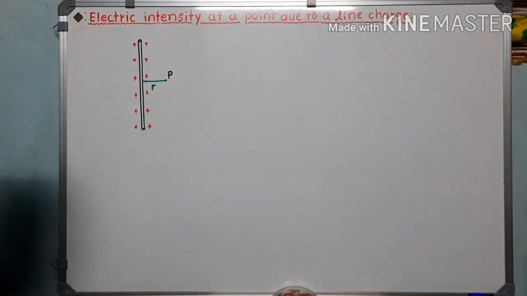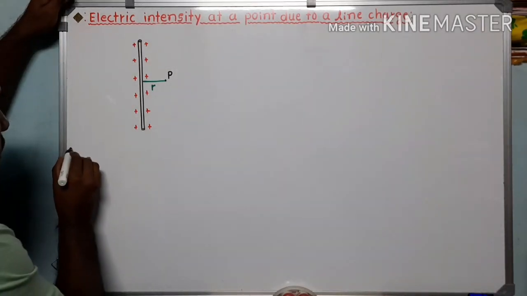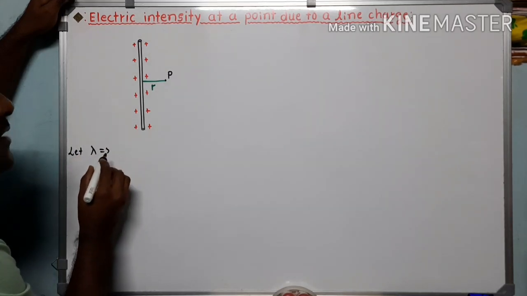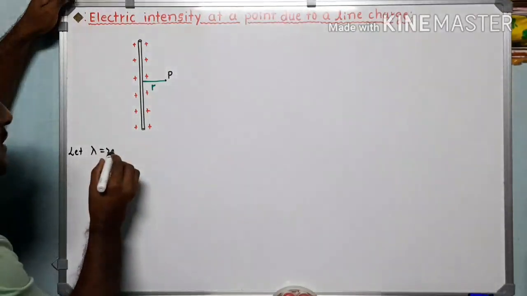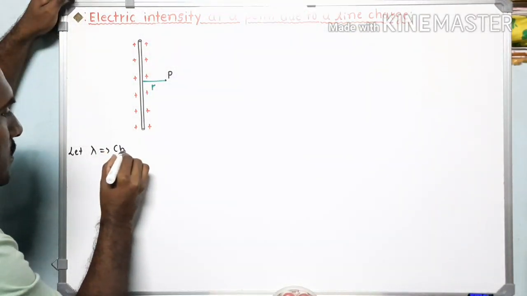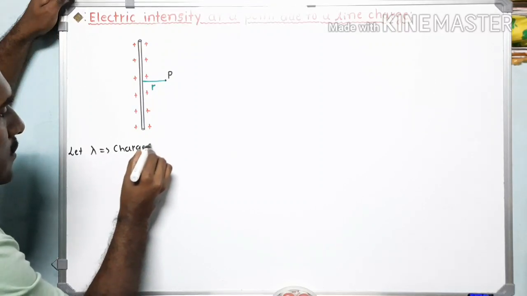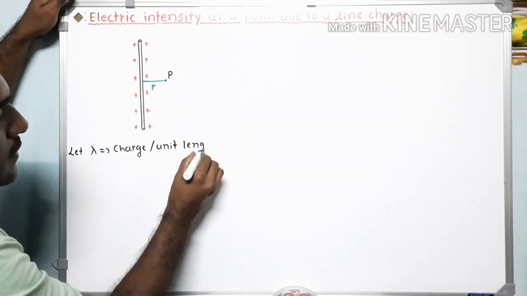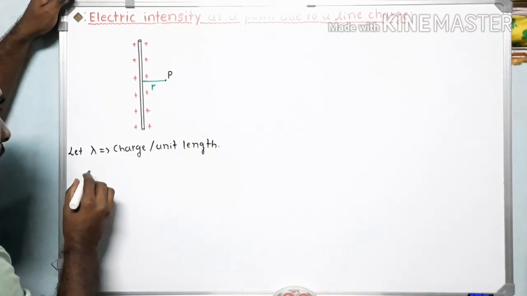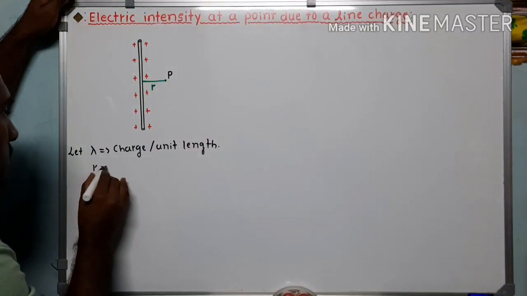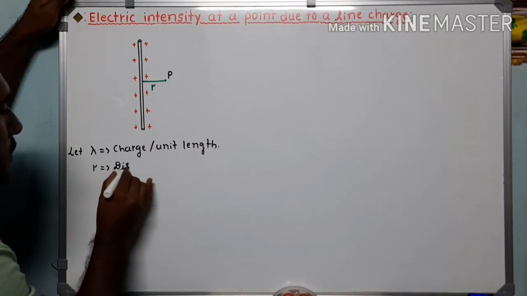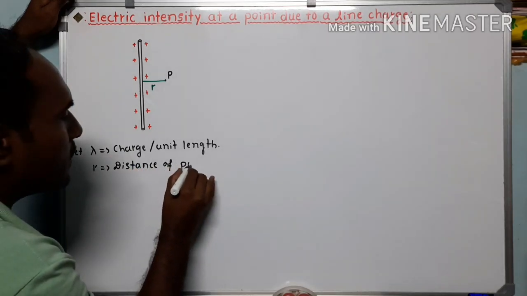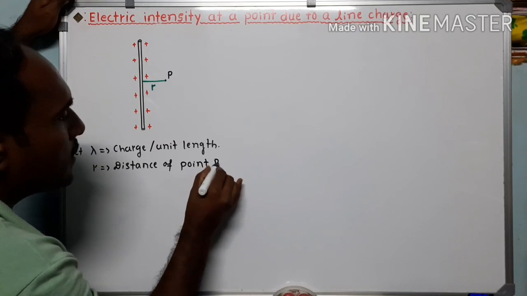Let lambda imply linear charge density, that is charge per unit length of the wire, and r implies the distance of the consideration point P.